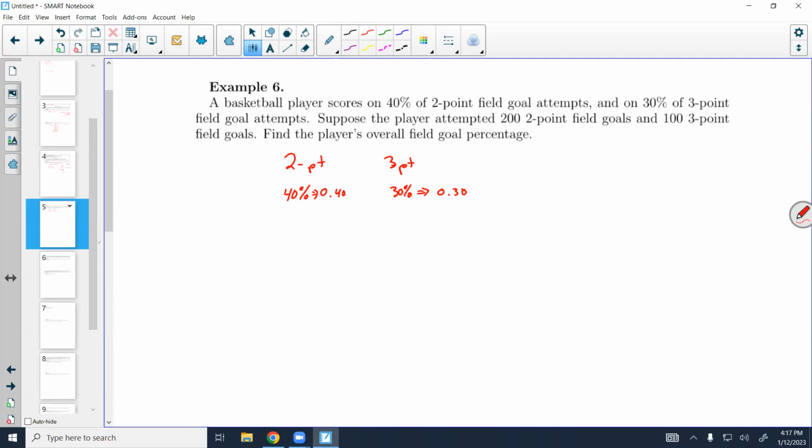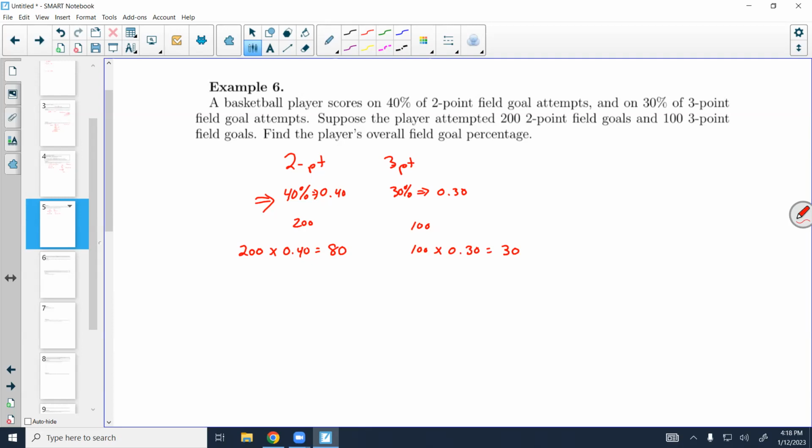Here we have 200 and 100. So this is saying completed 40% of the 200 shots, the 200 2-point shots. So same thing. 200 times 0.40, which is what, 80? And over here, completed 30% of the 100. So 100 times 0.30 is 30.